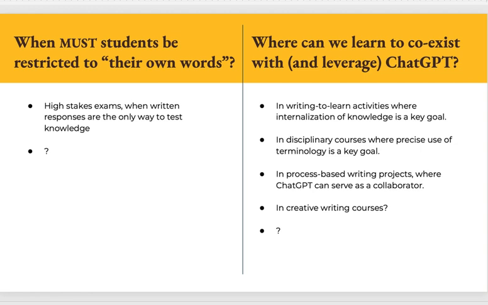One case that I can think of is maybe high-stakes exams, where written responses are the only way that we can test what they know individually. So in those cases where it's really important that they must have that individual knowledge set in their own mind without access to other technology, maybe high-stakes exams are one of the places where we've got to move back towards pen and paper tests in timed settings. On the other hand, though, now we can start thinking about places where we can learn to coexist with and even leverage ChatGPT.